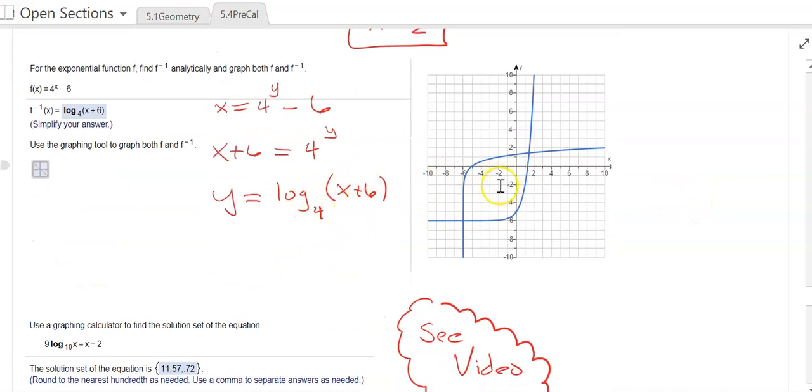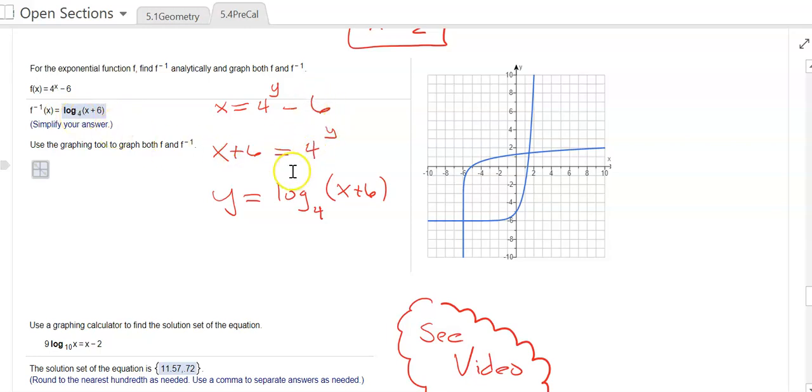So in this one here, we are graphing both the function and its inverse. So same thing with our inverses. We switch the x and the y. And we solve for y. That's what we get here. That is our new inverse function. And then we just graph both of these.